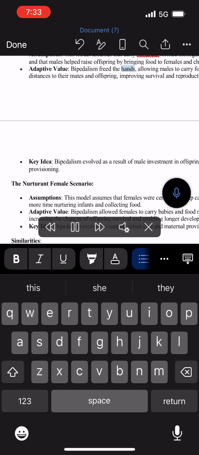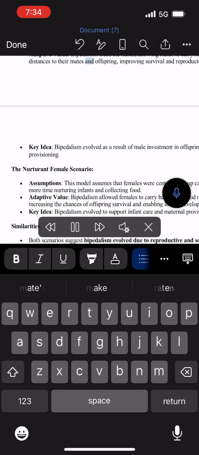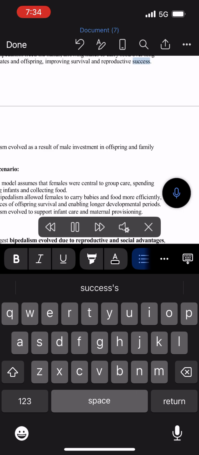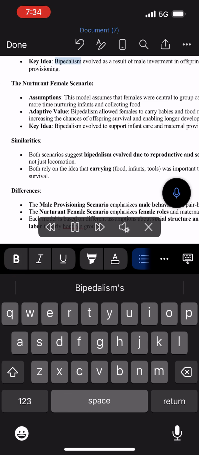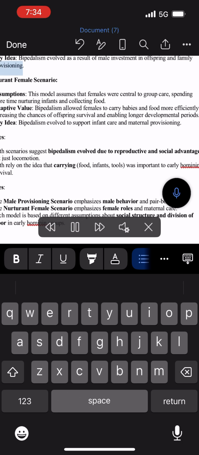Adaptive value. Bipedalism freed the hands, allowing males to carry food over long distances to their mates and offspring, improving survival and reproductive success. Key idea. Bipedalism evolved as a result of male investment in offspring and family provisioning.